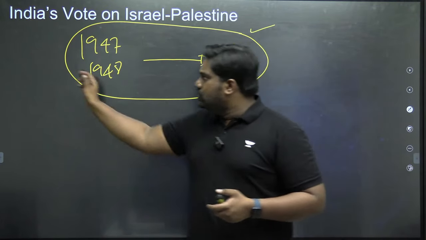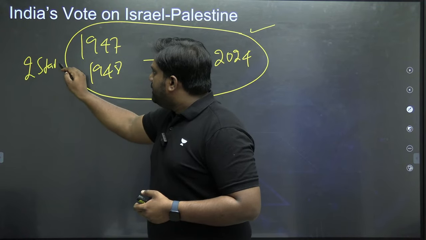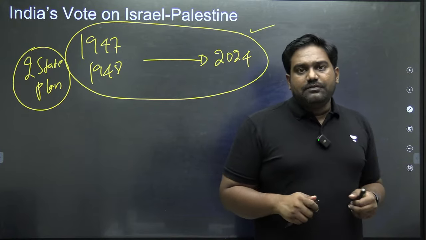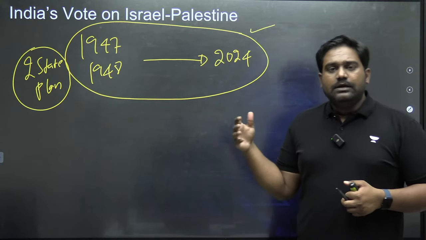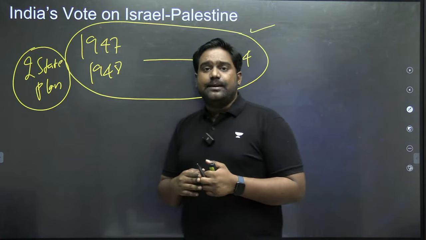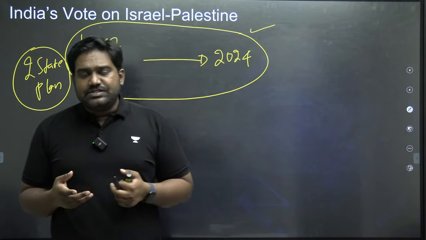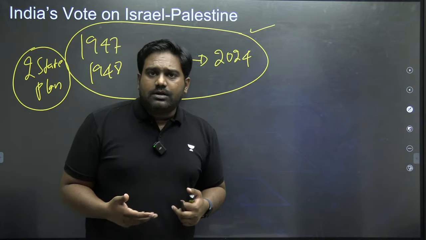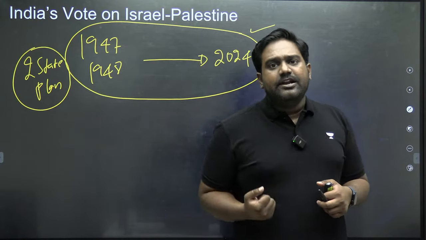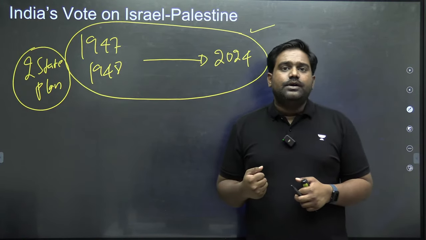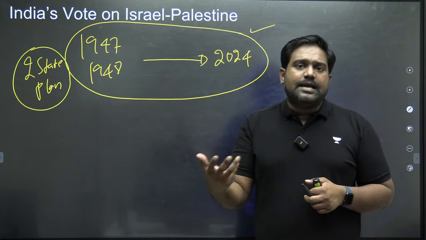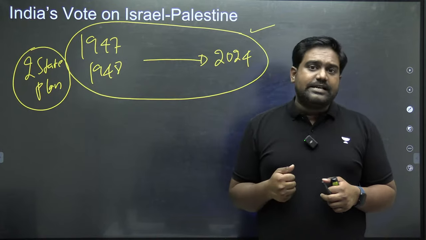Of course, initially when the two-state plan was proposed, India was against it. India was against communal division and communalization of the decolonization process, right? India couldn't come to accept the creation of countries on communal lines because India itself was a victim of communal partition, right? But later, as Israel unilaterally declared independence and broke the two-state solution and snatched the right of Palestinians, eventually India came around to accept Israel as an independent state.